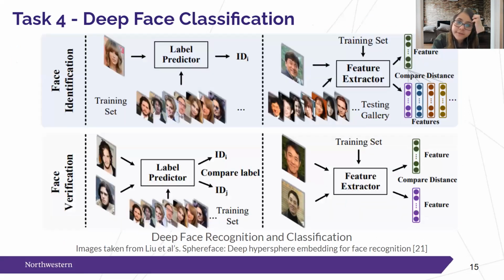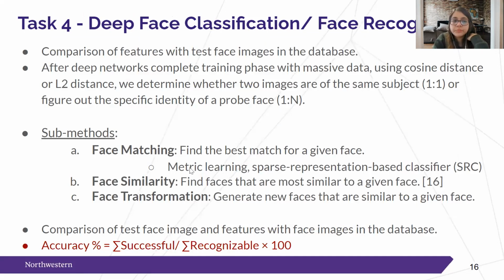So in deep face classification, again, you have face identification and verification, and then a classifier is used to test the training samples and the testing samples and detect the best match. Comparison of faces is done with the test images in the database, and then using 1-to-1 methods or 1-to-n methods, you find out the best match for the input face. So the sub methods are matching, similarity, and transformation.